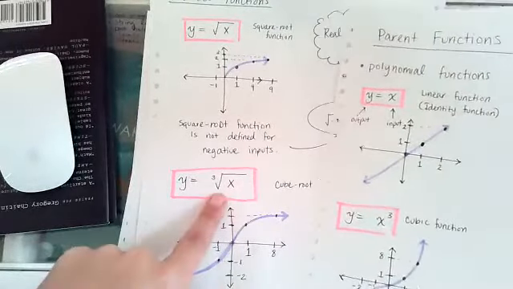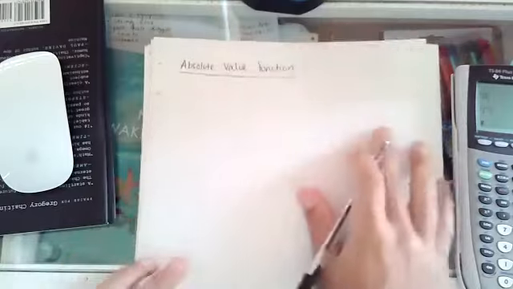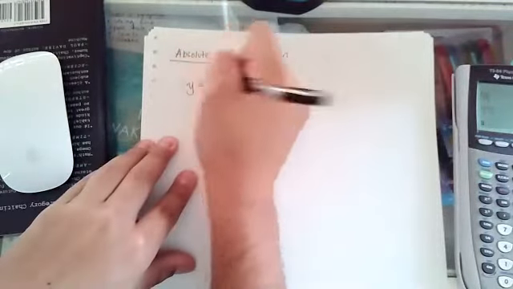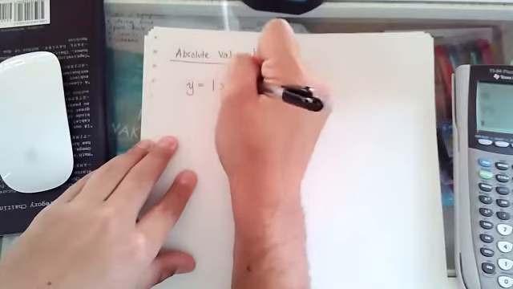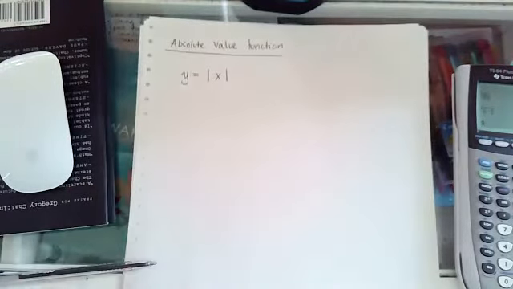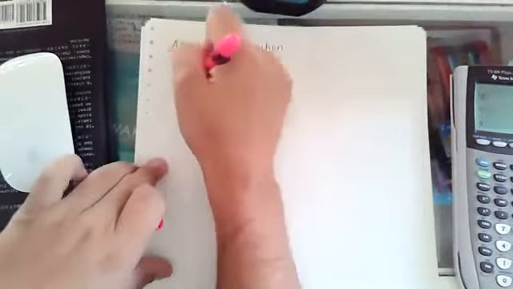One other function that we're going to look at or sort of be exposed to is the absolute value function. Okay, so we can think of this as just y equals the absolute value of x. And there are other ways to define this function, but I think that this is going to be the easiest way to think about it. Here in the absolute value function, we are taking the input value and then taking its absolute value in order to get our output value.